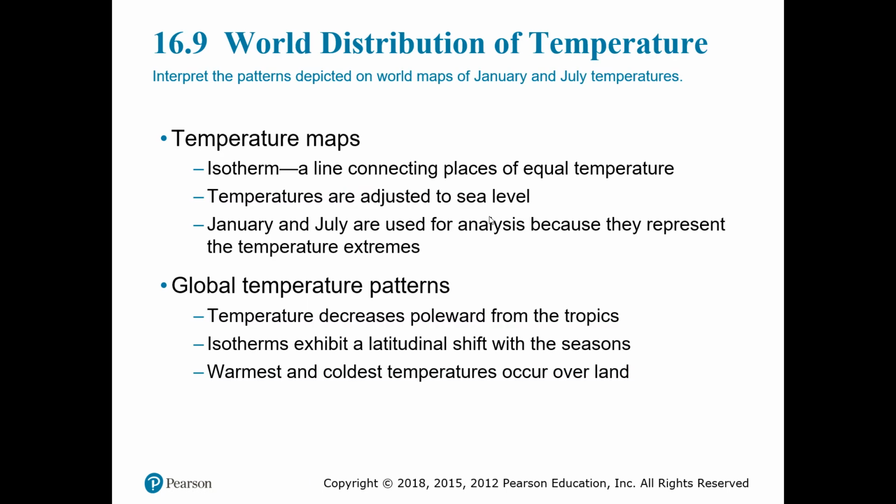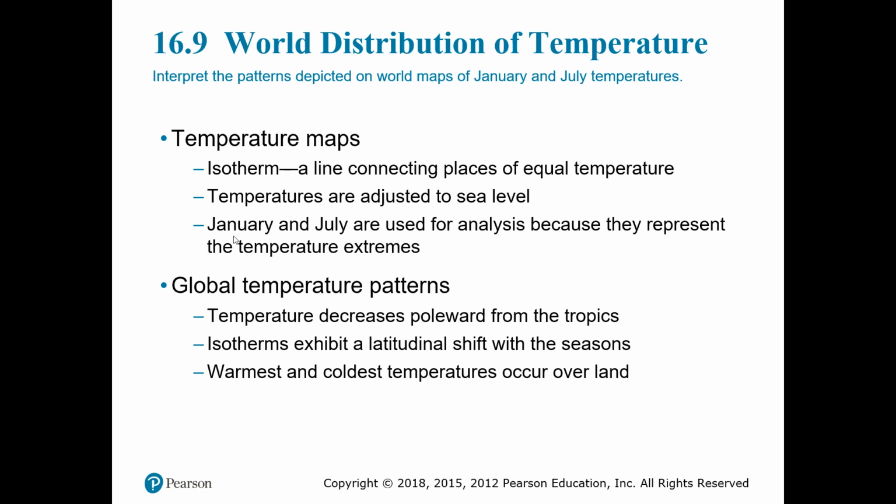Temperature maps, again, we're going to look at some isotherms, places of equal temperature. We're looking at January and July data. These two months are used because January is typically the coldest month in the northern hemisphere, at least it represents a coldest time in several locations. And then July in the northern hemisphere is our summer, and it's just reversed in the southern hemisphere. So in January, it's their extreme summer, and in July, that would be their extreme winter.